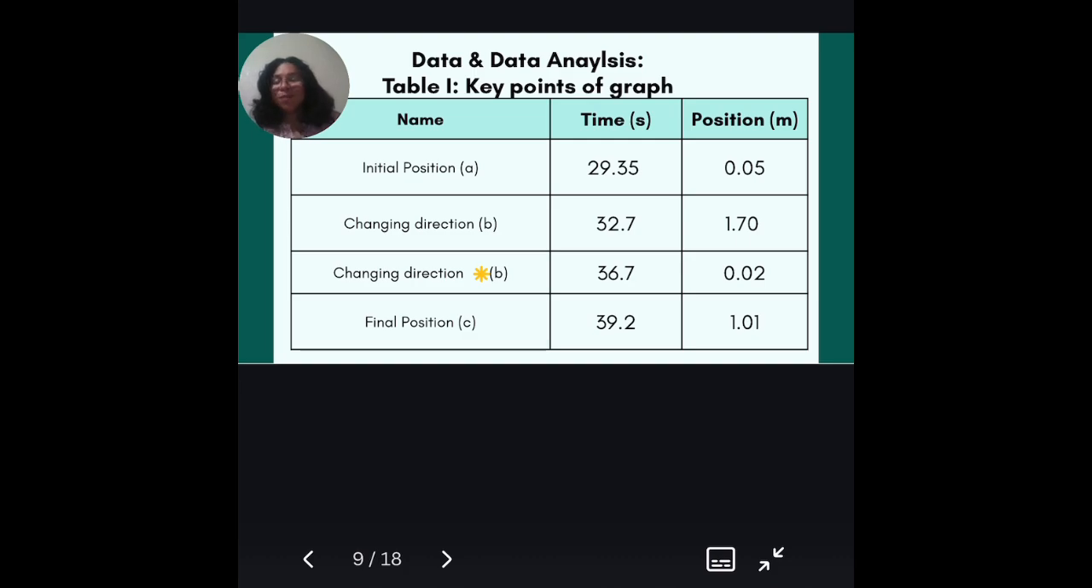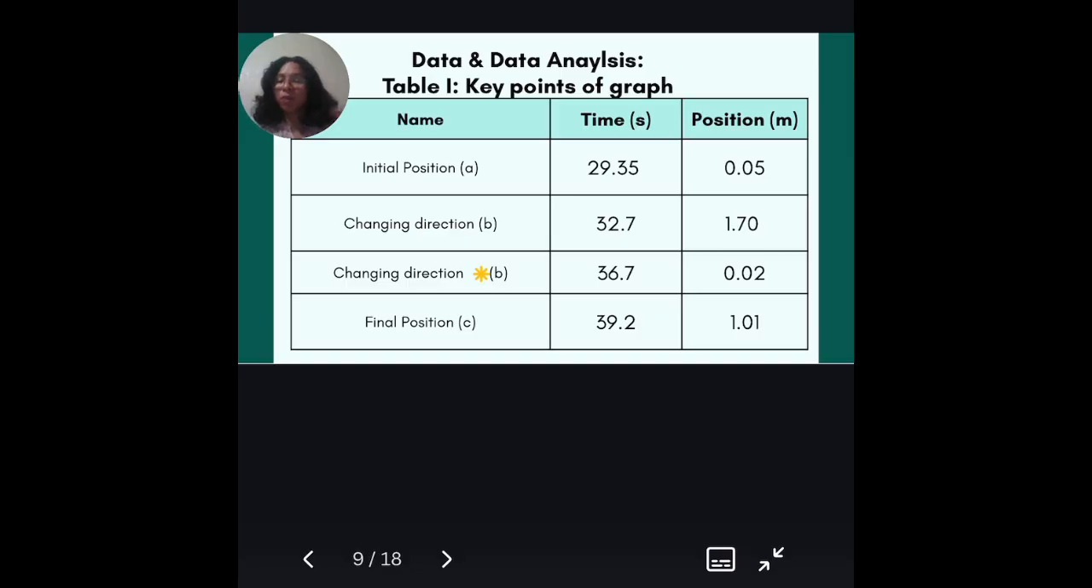Following our first step, we created our first table, which was the key points of the graph. So everything we had annotated previously on the graph in the slide before, we wrote it down into a table so that way we could have all the information condensed there to better assist us in the following steps.